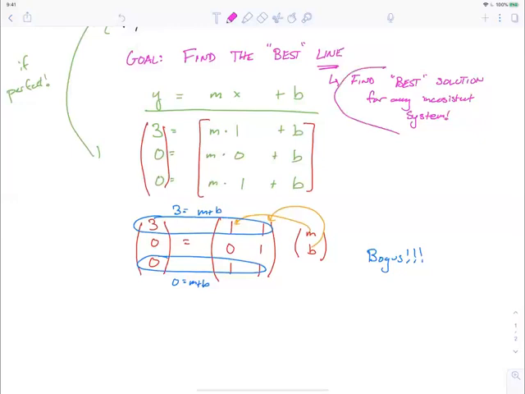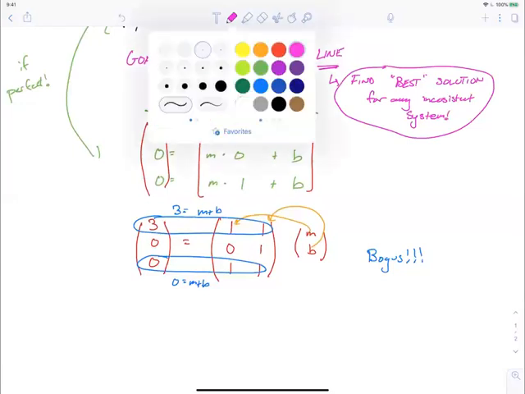But this right here is kind of what we really want to be able to do. We're going to look at this problem of finding the best line as how can we find the best solution when there isn't any solution? What's the best solution?